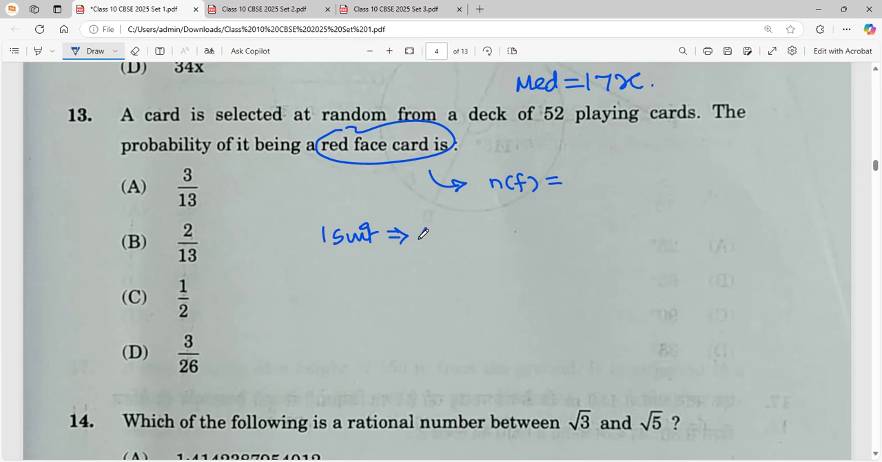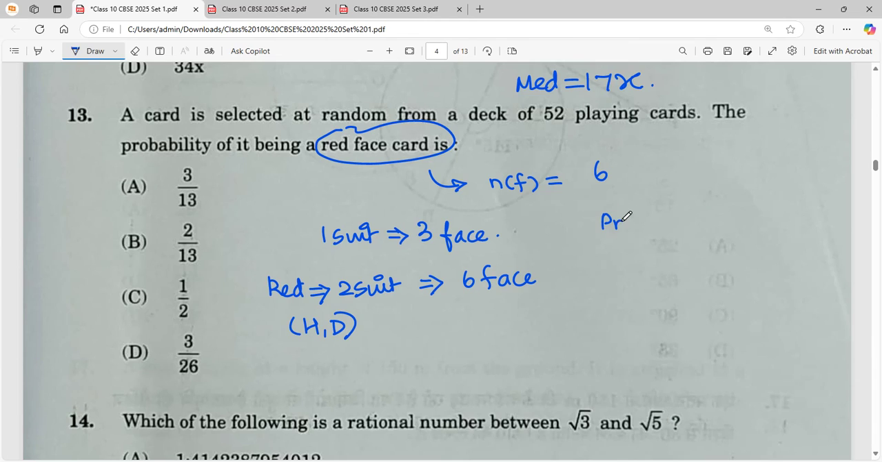In one suit, four face cards, rather three face cards, right? Three face cards, which are king, queen, and jack. Red contains two suits, which are heart and diamond. So two suits which contain six face cards, which means the number of favorable outcomes is 6. The required probability is 6 out of 52. So the probability would be 3 out of 26. Option D is the correct answer.